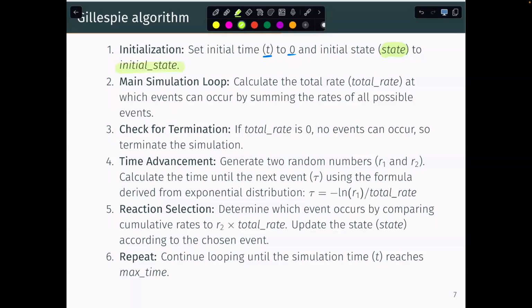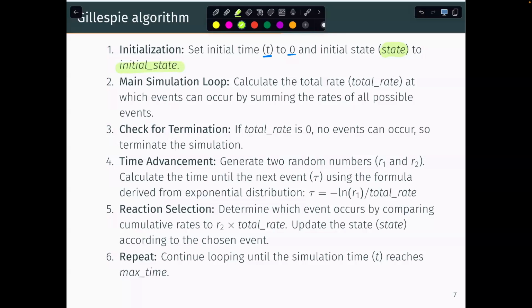That state vector could be, if you've got a population of size n, individuals. If you're tracking those individuals, it could be whether they're alive, dead, or have some particular status as well. Okay, so whatever your state vector happens to be, whether it's at a population class level or at an individual level, we have to set it to some initial state to start with. Then we carry out our main simulation loop.